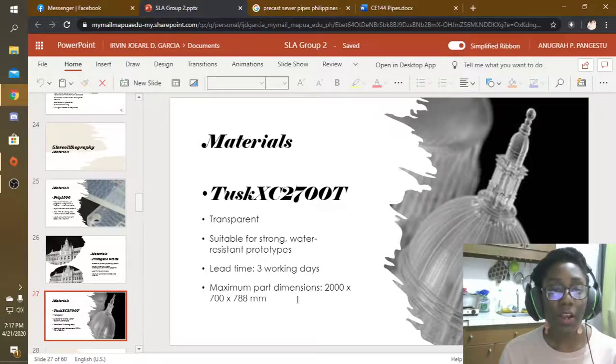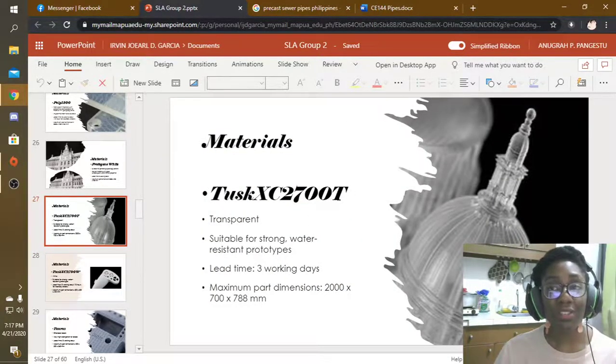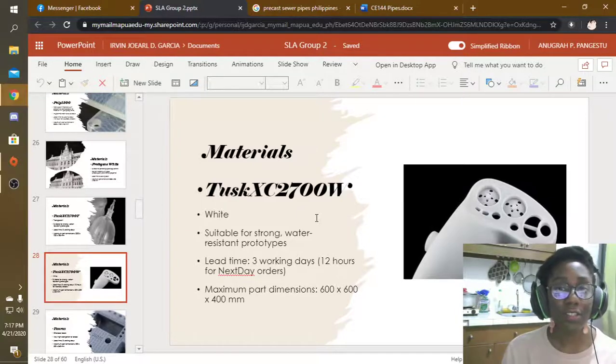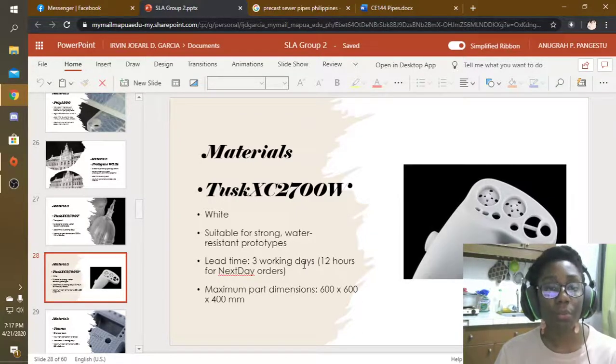So next is the TOC XC2700W. Now you would understand that the first one we talked about had a T, which stands for transparency, and the one that had a W stands for the white. It's just the color, or how the material looks. It's like a description. Now this is also strong and water resilient and also very good for water resilient prototypes or prototypes in general.